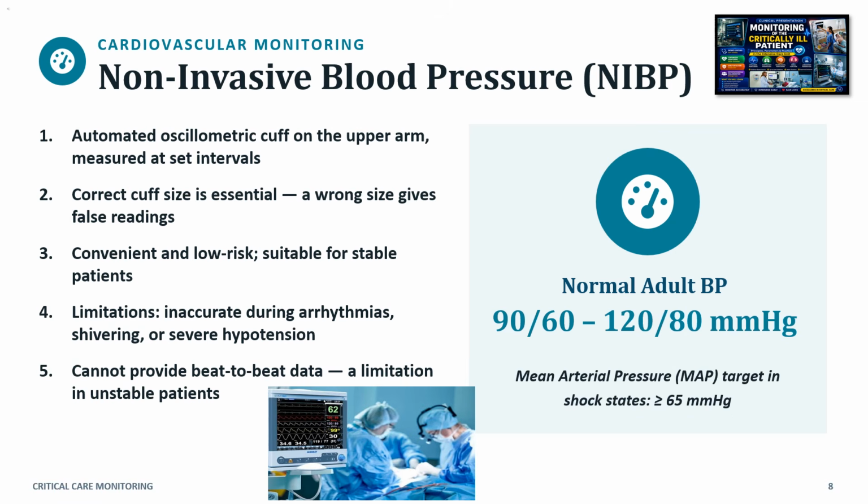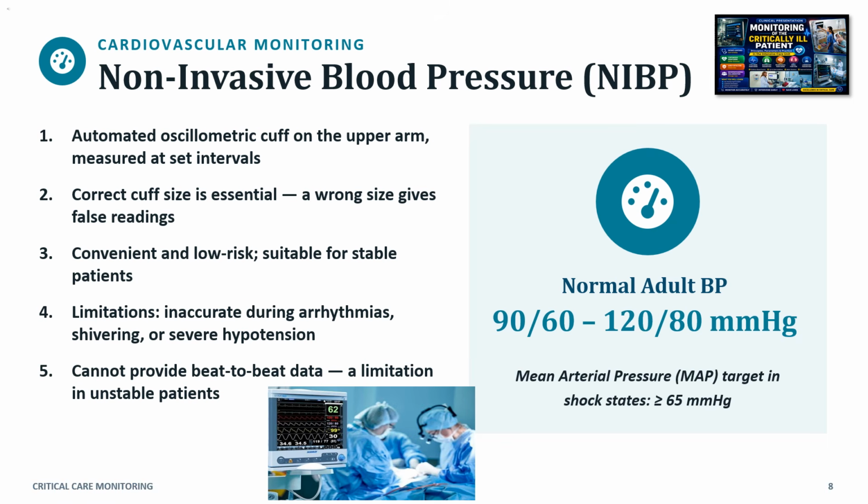Cardiovascular monitoring. Non-invasive blood pressure, NIBP. 1. Automated oscillometric cuff on the upper arm, measured at set intervals. This allows regular BP checks without invasive procedure. 2. Correct cuff size is essential. Wrong size gives false readings. This ensures accuracy. Small cuff overestimates and large cuff underestimates.